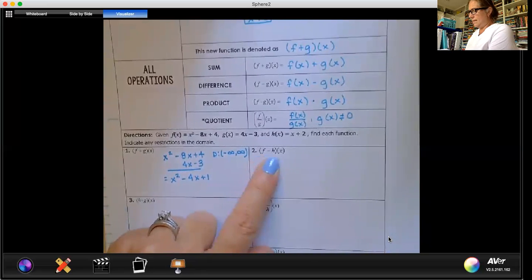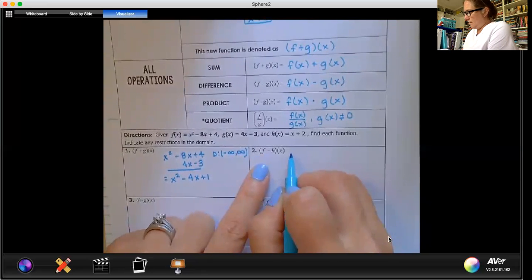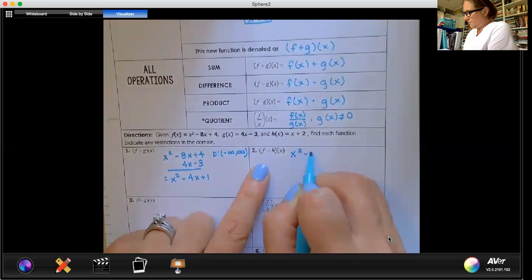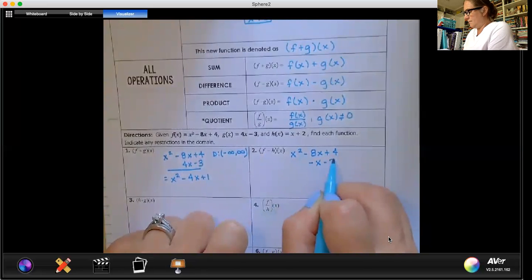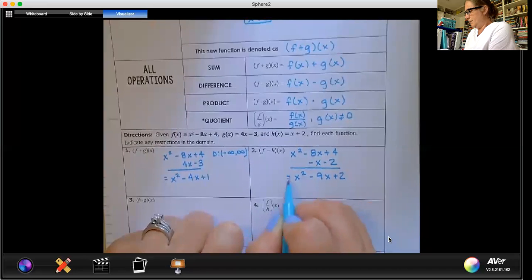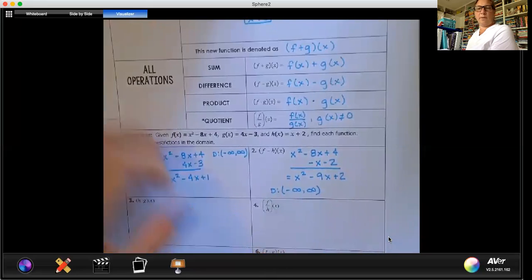F minus h of x. So f of x minus h of x. That means we change those signs and we get x squared minus 9x plus 2. Again, no restrictions on that domain. It's just a regular polynomial.